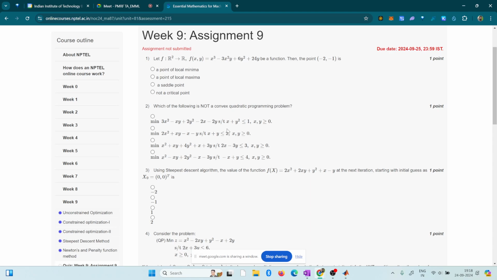So what you are saying is that in one of the options your constraint is nonlinear. That's why you're getting two options correct, maybe as per the definition. Okay, that is, I think, possible. I'll just have a look at it.